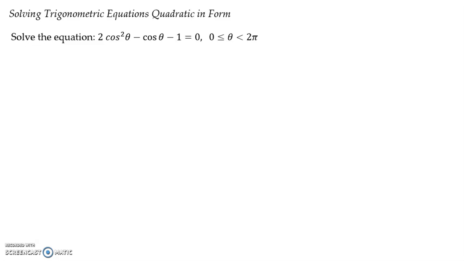Take a look at solving an equation in quadratic form. We're going to be solving the equation 2 cosine squared theta minus cosine theta minus 1 equals 0. And we're going to take a look at an angle measure on the interval from 0 to 2 pi.